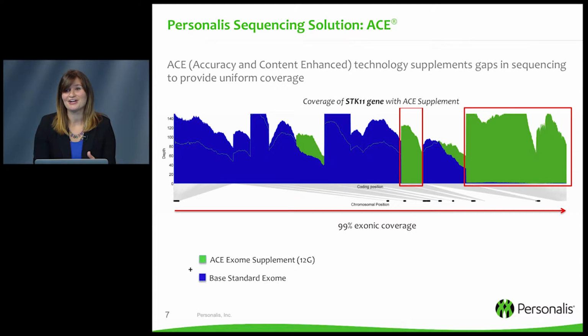So when we look again at our STK11 example, we now have our augmented ACE coverage, shown in green, in addition to the standard exome coverage, which is again in blue. And now this provides 99% coverage of exonic regions in a very uniform manner. So with ACE, clinically important variants residing in these hard-to-sequence regions can now be identified.